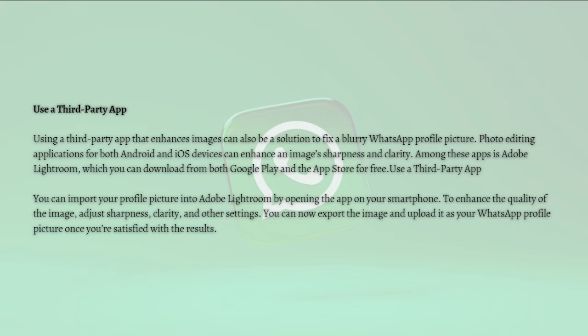You can import your profile picture into Adobe Lightroom by opening the app on your smartphone. To enhance the quality of the image, just adjust sharpness, clarity, and other settings. You can then export the image and upload it as your WhatsApp profile picture once you are satisfied with the results. So that's it for this video.